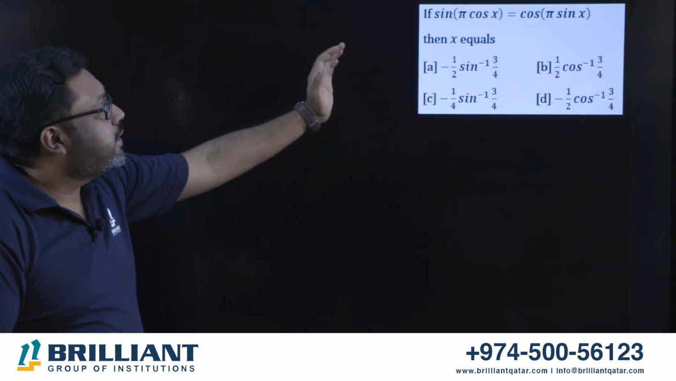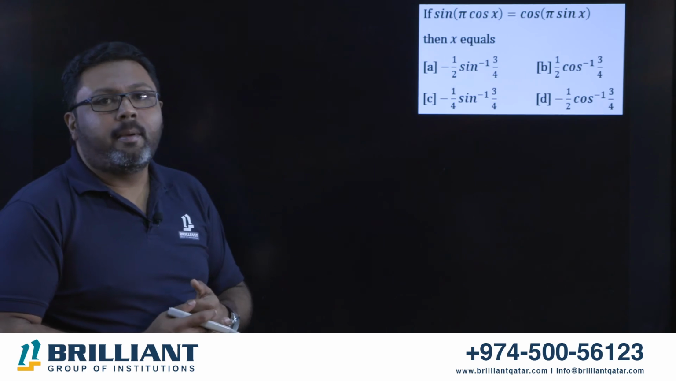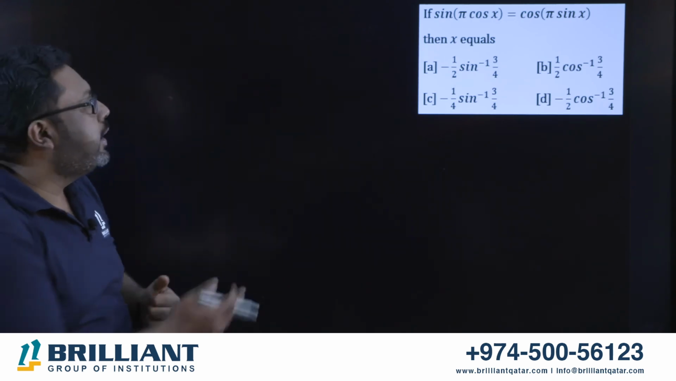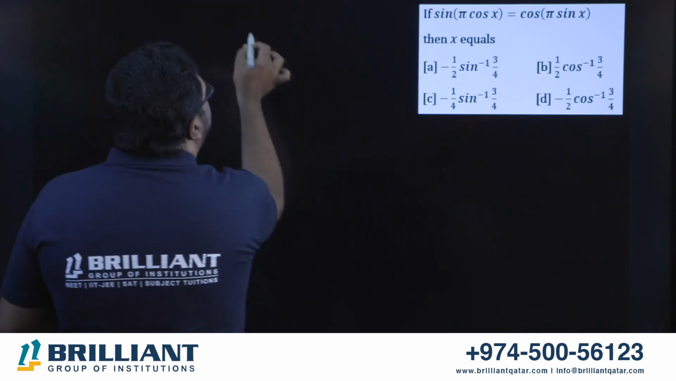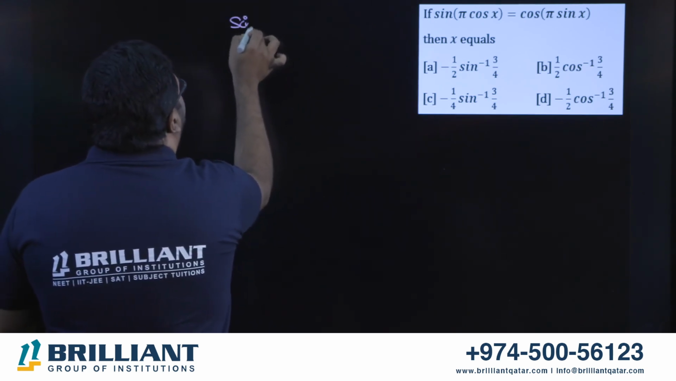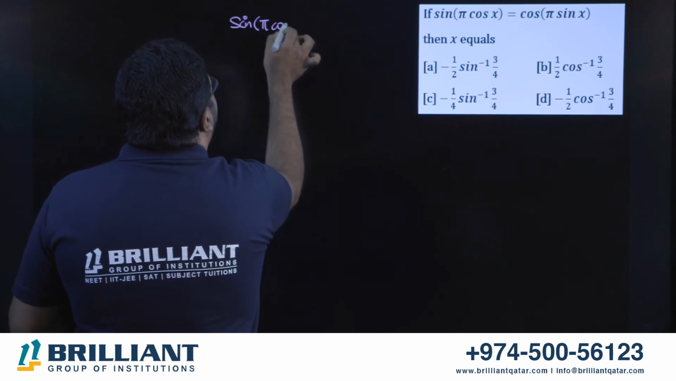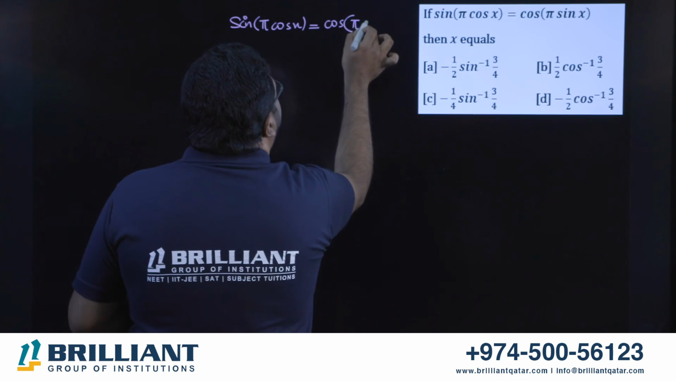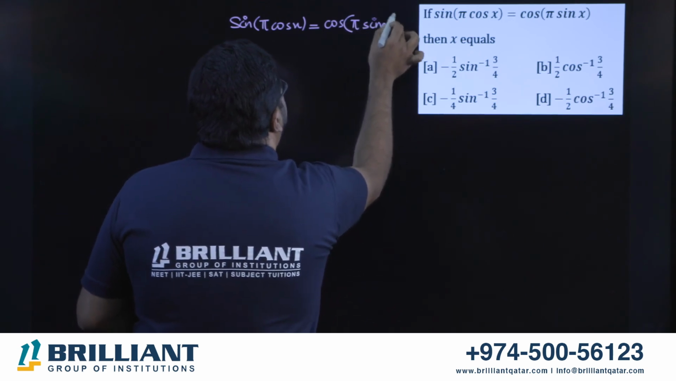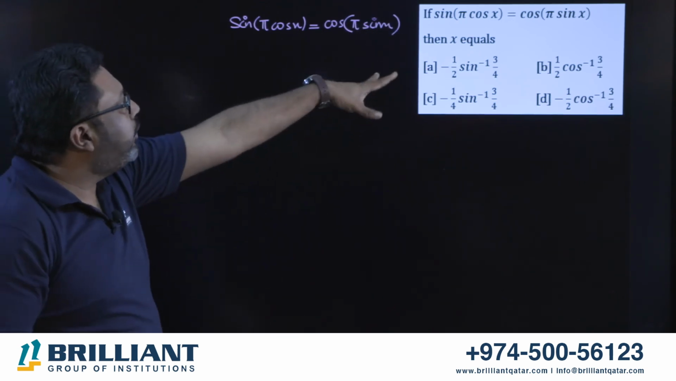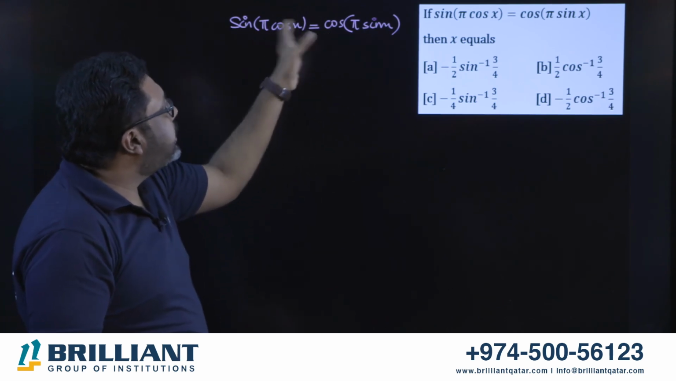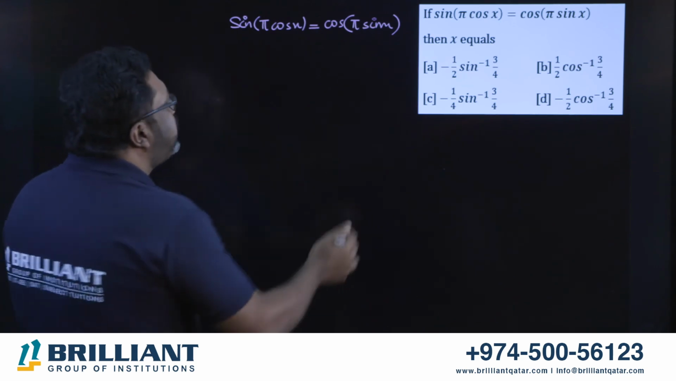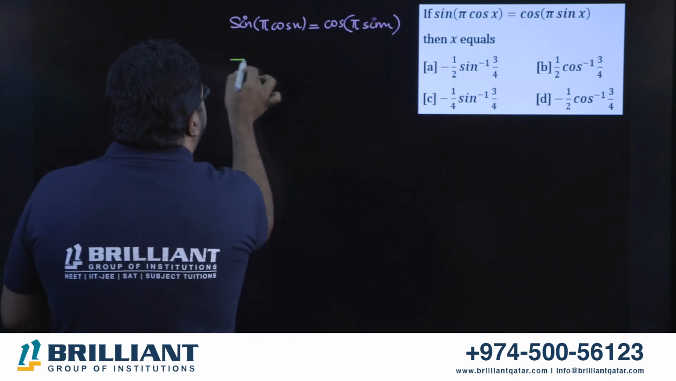The next question is, if sine of pi cos x is equal to cos of pi sin x, then what is the value of x? So we have sine of pi cos x is equal to cos of pi sin x. You can see the value of x lies inside these two brackets. I have to reduce it first. So how do I reduce it?